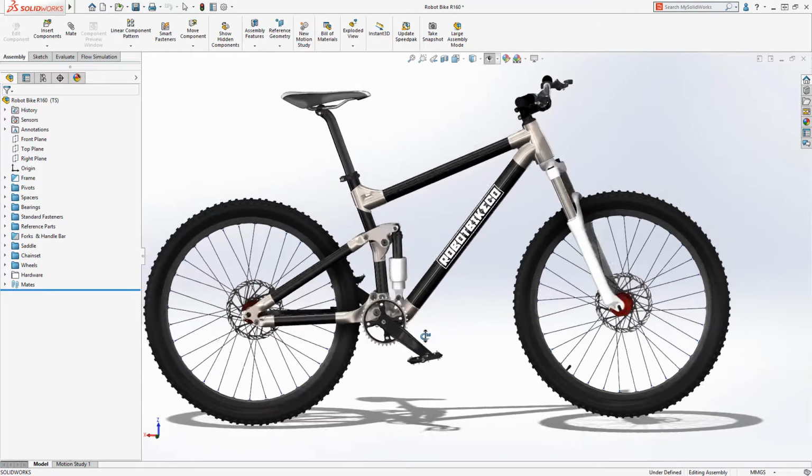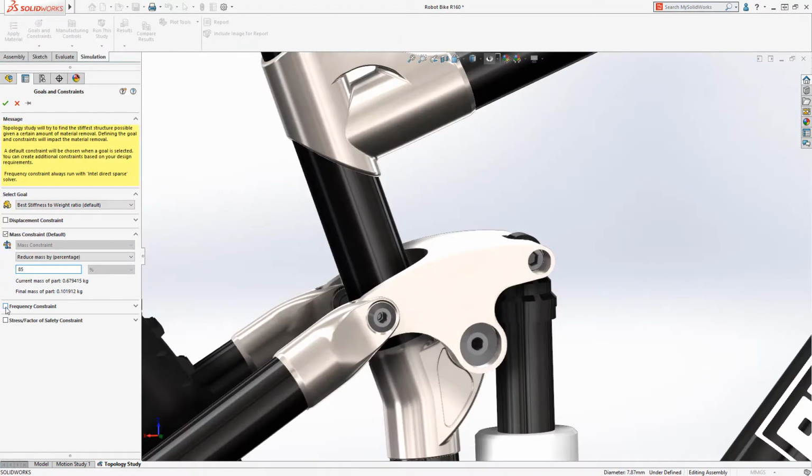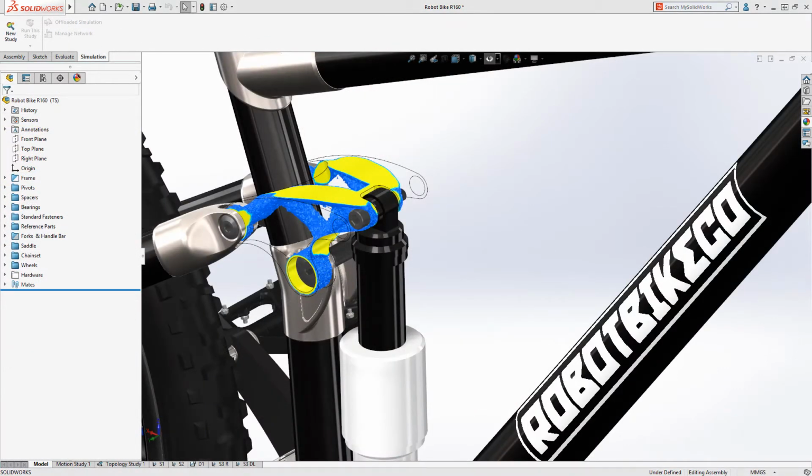From initial concept through delivery, companies are looking to automate the design through manufacturing process. At the earliest stage of design, a topology study uses goals and constraints to determine ideal geometry, automating the guess and check process, and serves as a gateway to additive manufacturing.